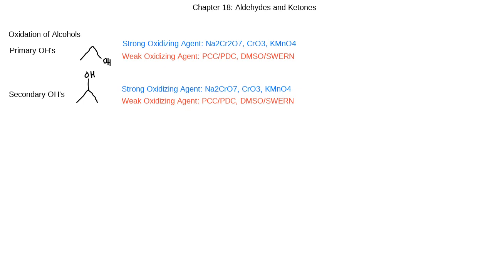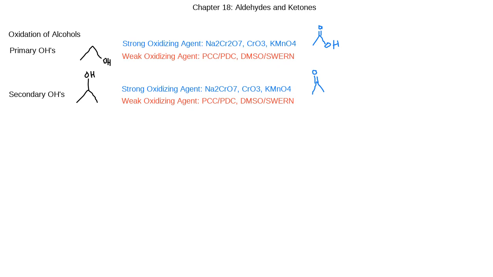So when we have a primary alcohol and we react it with a strong oxidizing agent, it should look like this. We'll turn it into an aldehyde. Sorry, a carboxylic acid. Okay, and then I'm going to do the secondary one as well. When we have a secondary alcohol and a strong oxidizing agent, we should get a ketone. Okay.